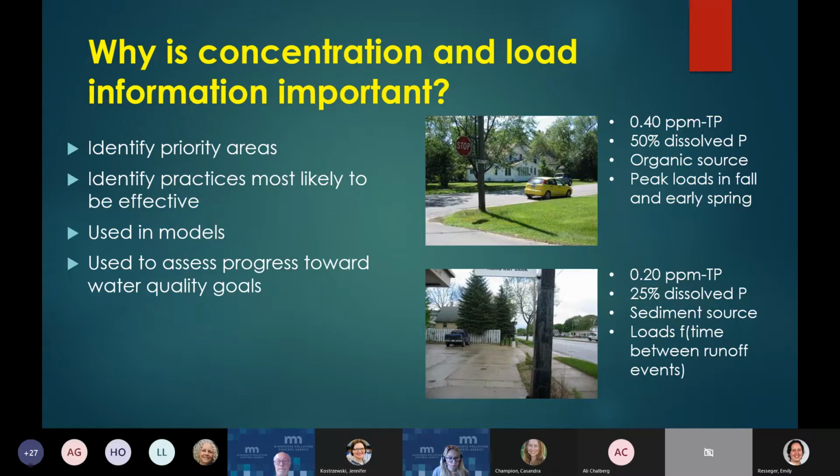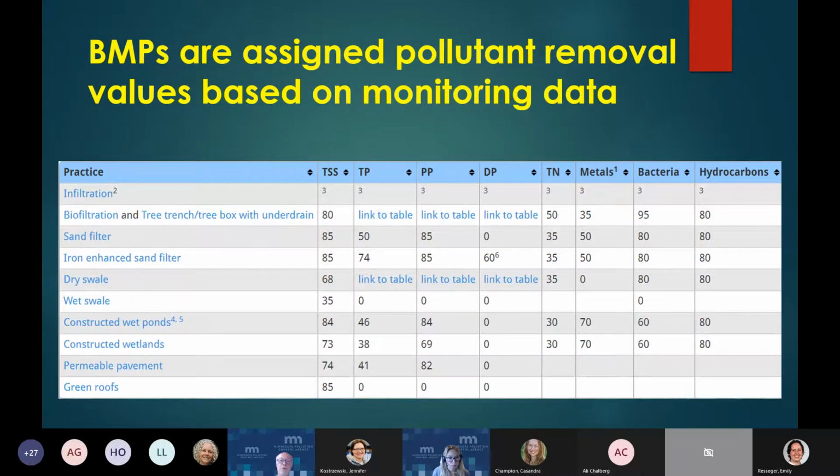Next slide. And this is just a table showing what those pollutant removal numbers are. When we get monitoring data, as we have recently with constructed stormwater wet ponds, we've lowered the expected removal. And that 84% particulate phosphorus number, we think that might actually be too high now too, based on some recent findings. So we really rely on monitoring information to tweak these numbers for how effective these practices are. Next slide.